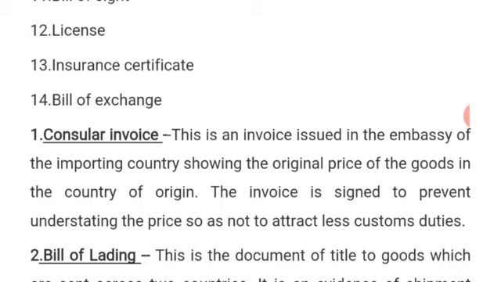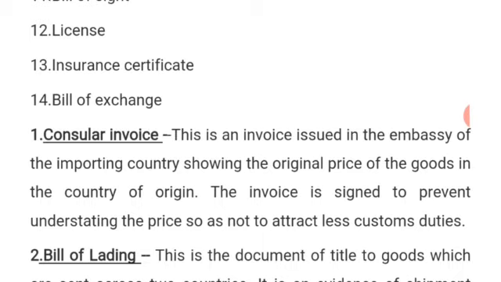So let us now look at the meaning of these foreign trade documents one by one. Number 1, consular invoice. This is an invoice issued in the embassy of the importing country, showing the original price of the goods in the country of origin. The invoice is signed to prevent understating the price so as not to attract less custom duties.